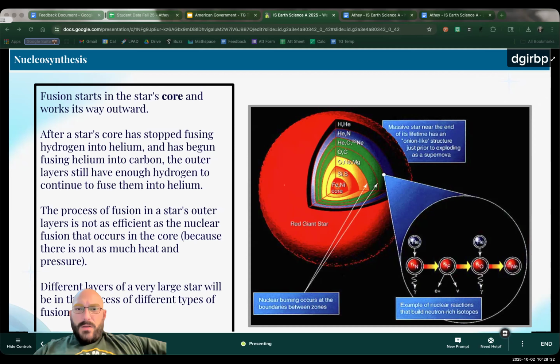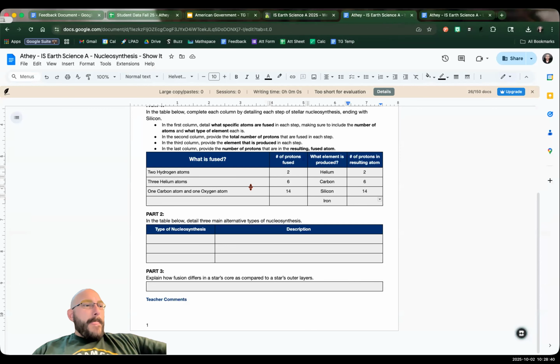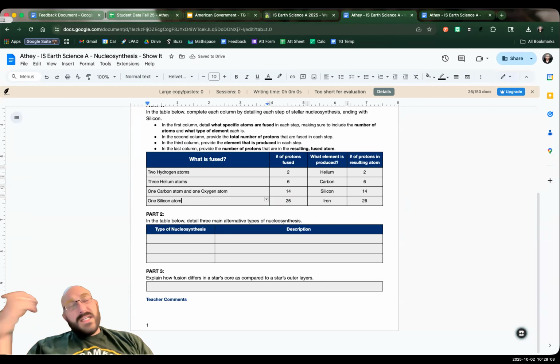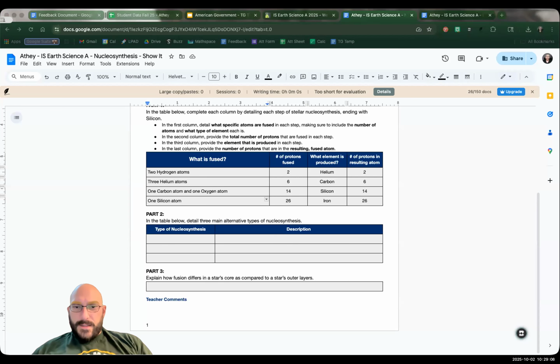Okay. So great question, Nick. If we want to create iron, iron is element number 26, which means we have to have 26 protons to start off, right? What are we going to get? Well, if we take a silicon atom, silicon is element 14, right? So 26 minus 14 is 12. What's element number 12, guys?